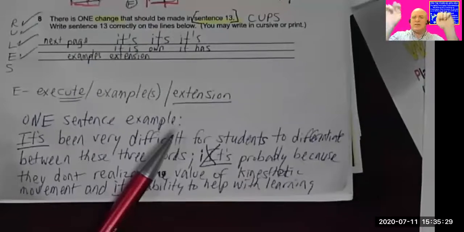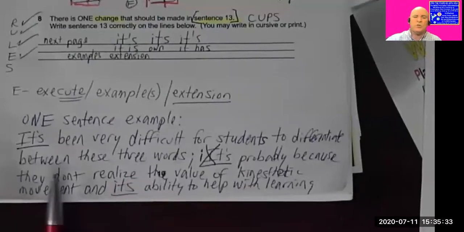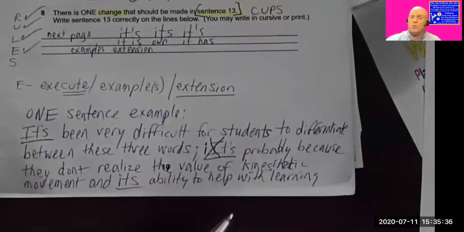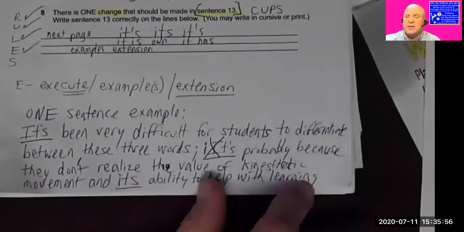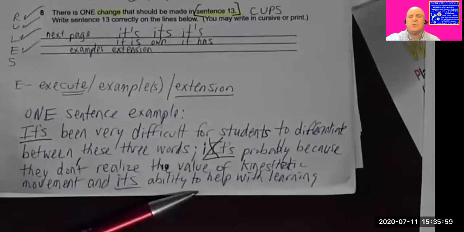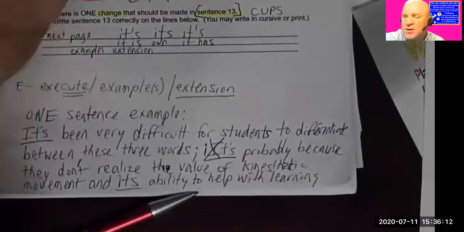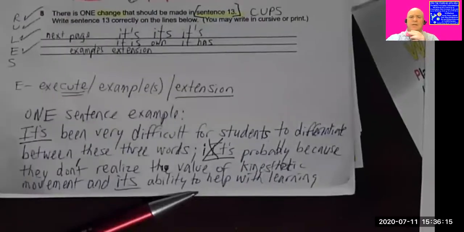It's probably because they don't, my third mistake. You say, oh, what does don't mean? It's probably because they do not realize the value of kinesthetic movement and its ability to help with learning. Now, because I did not stop the sentence, you would have the student holding his bouncy ball, waiting for you to say period, which will never come, so we'd never bounce the ball. Or we would have our slinky and it would look something like this.